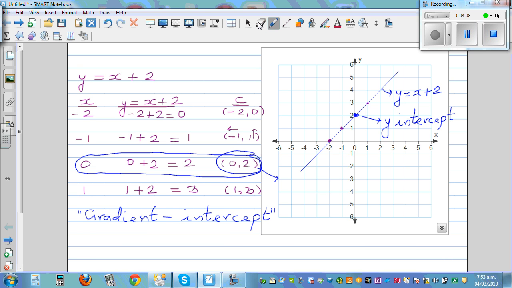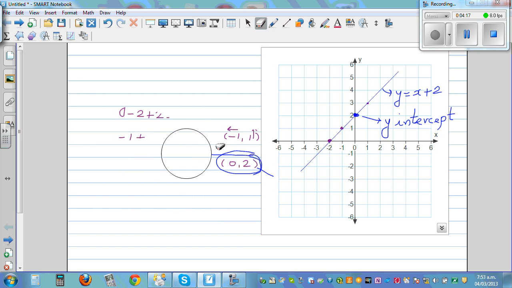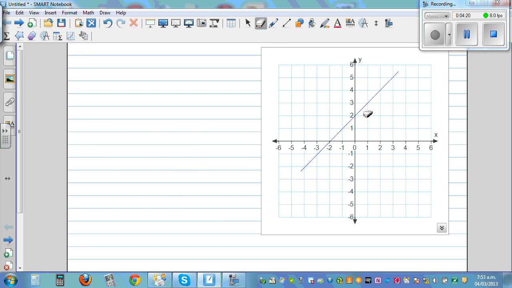Let me delete this whole thing. I don't want any of this, so let me use a big eraser and write the equation again. How to graph the same equation without plotting the points. You can forget the whole thing and say this is a new method called the gradient-intercept method. y is equal to x plus 2. So first identify the y-intercept. In this method, the first step is to identify the y-intercept.